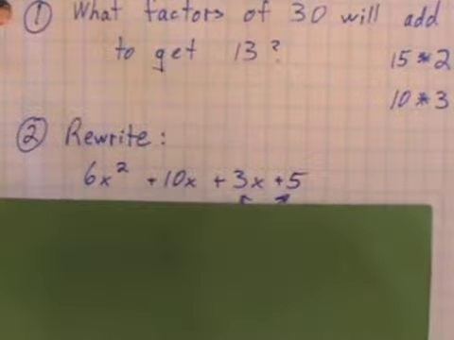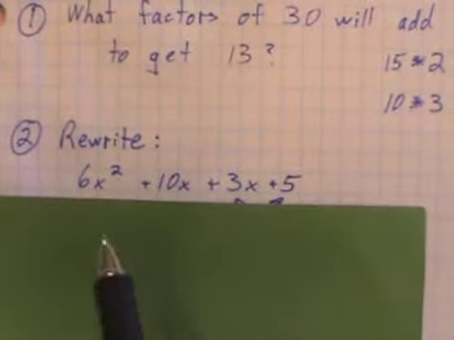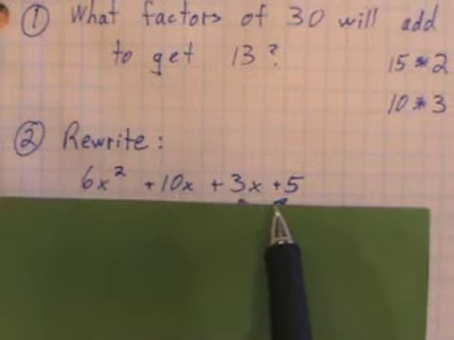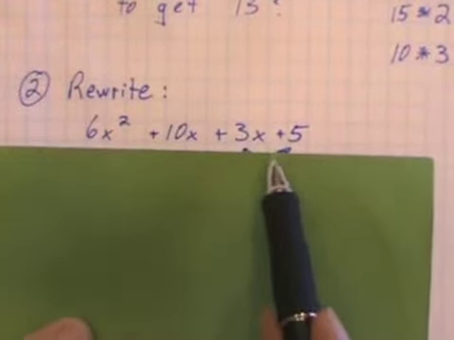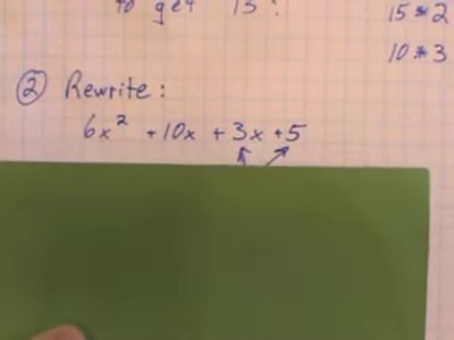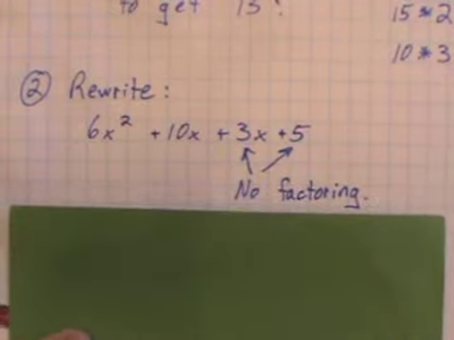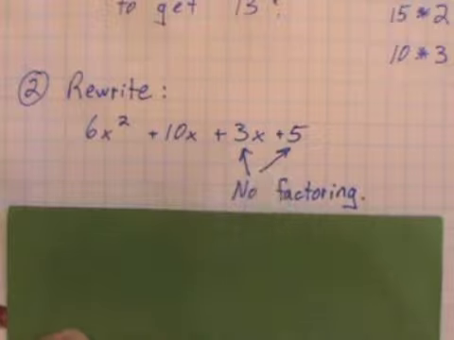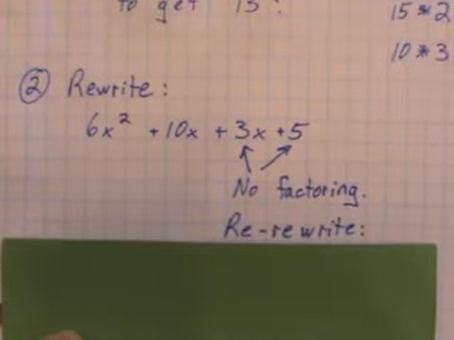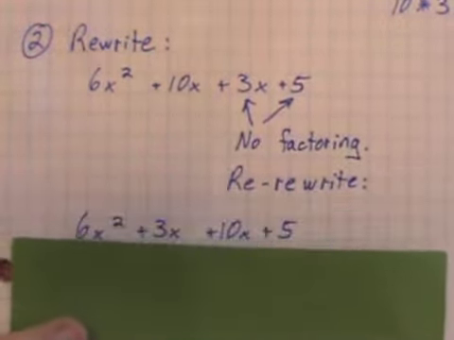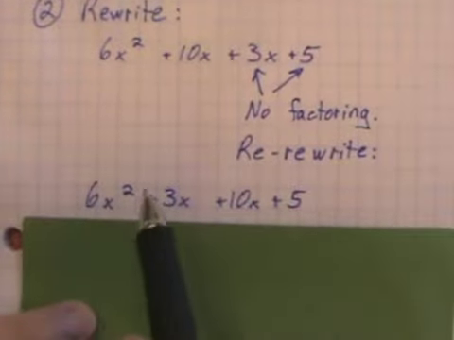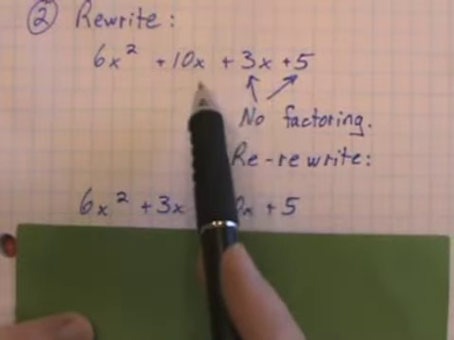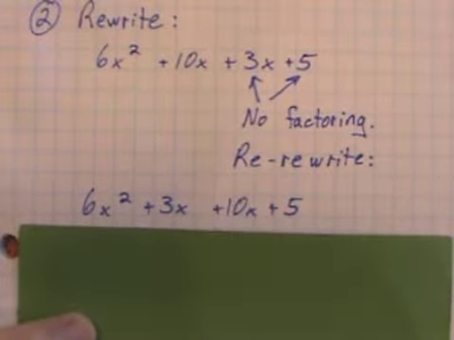Step 2, rewrite 6x squared plus 10x plus 3x plus 5. Now, we're supposed to go on to step 3, which is factor each pair. But you can't do any factoring with this pair. So I'm going to rewrite in this order. 6x squared plus 3x plus 10x plus 5. All I did was switch those two terms, which you can do because you're just adding.